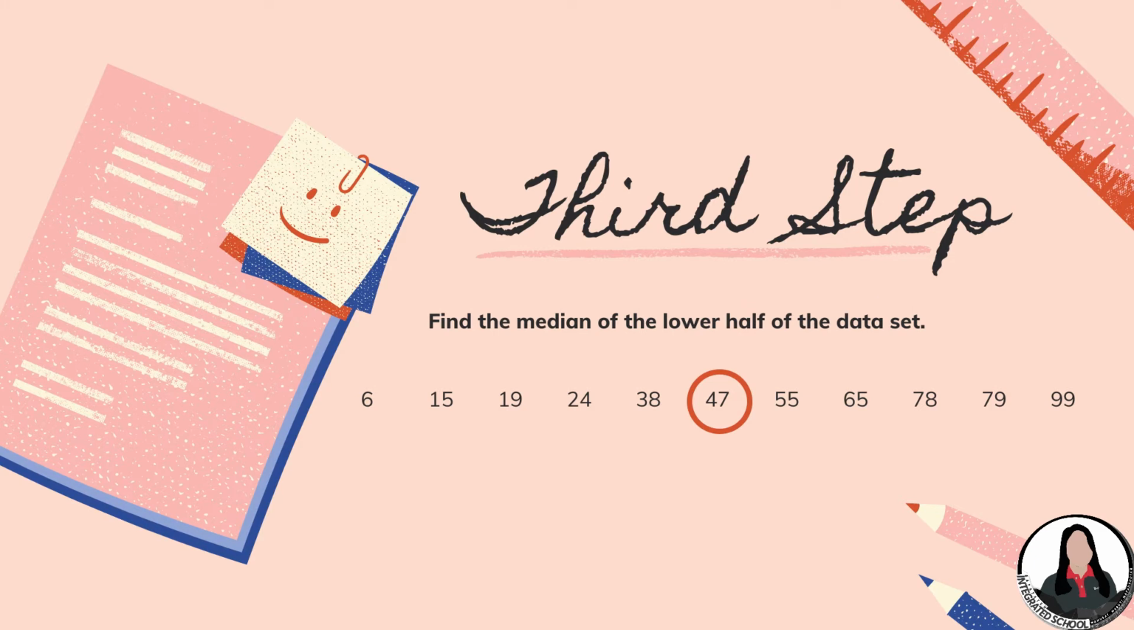Now, the third step is to find the median of the lower half of the dataset. As you can see, 47 splits the dataset into two equal parts. The first part is the lower half, which is the scores from 6 to 38, and then the upper half is the scores from 55 to 99. So we have to find the median of the lower half. Let us focus on the scores from 6 to 38. We have to find the middlemost value or the middlemost score of this half. For this case, that is 19.